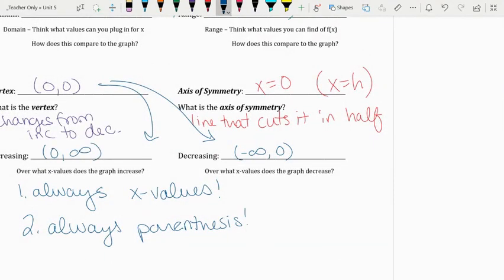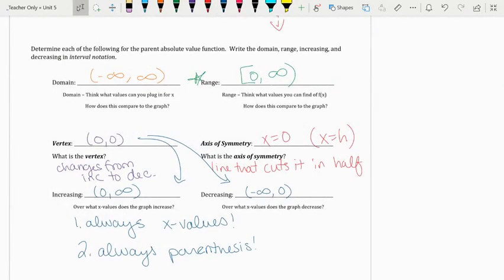These are the main concepts of our absolute value graphs.